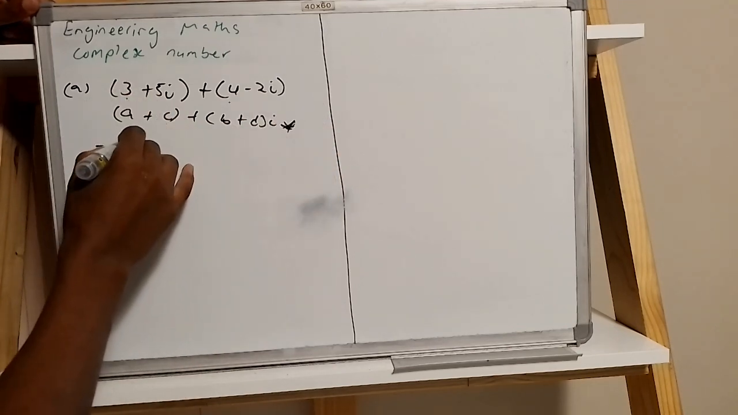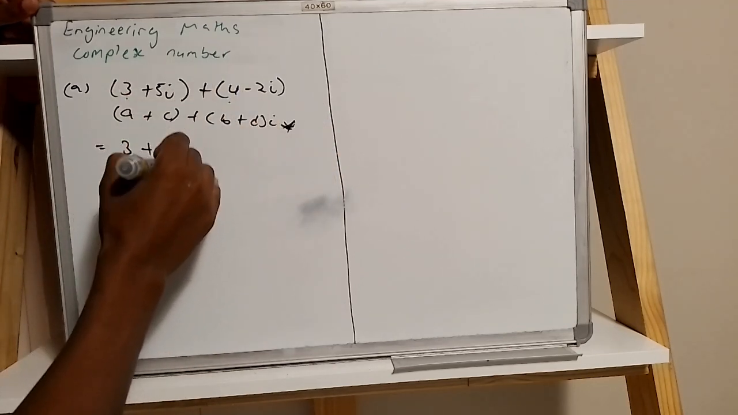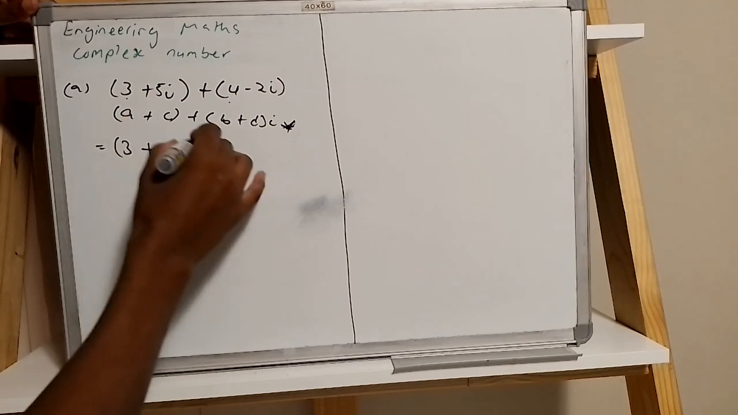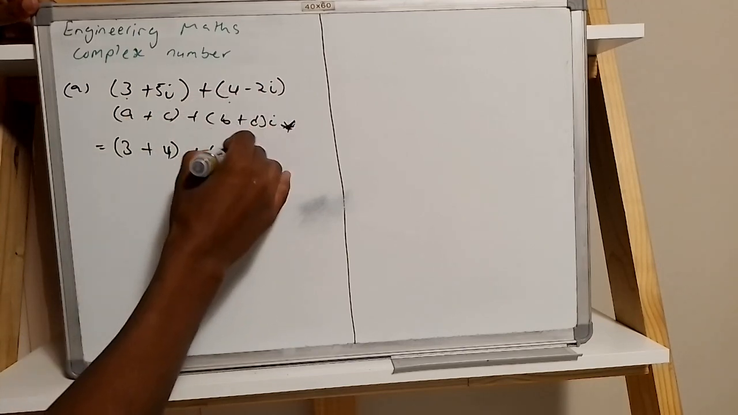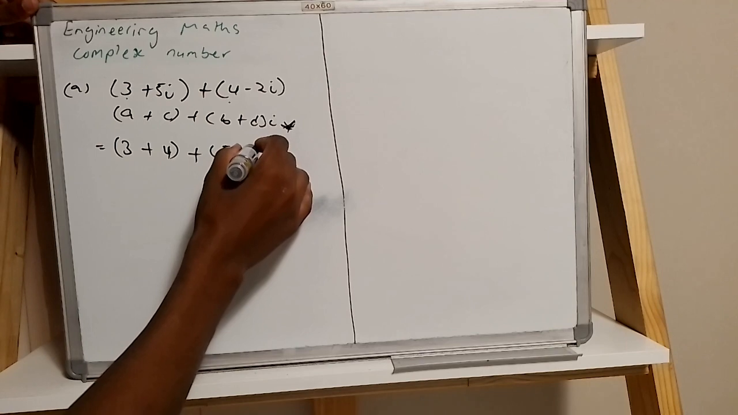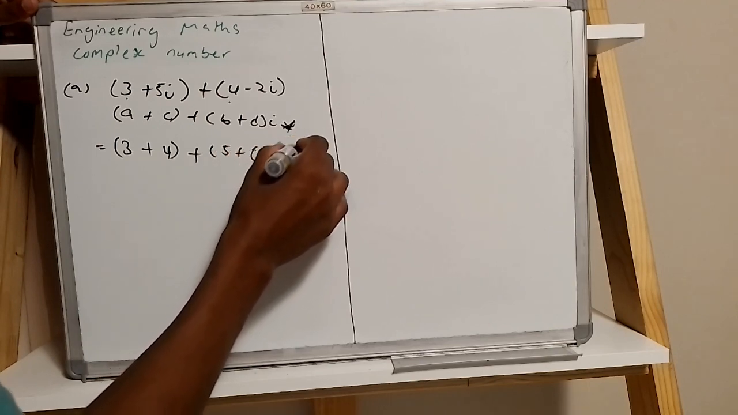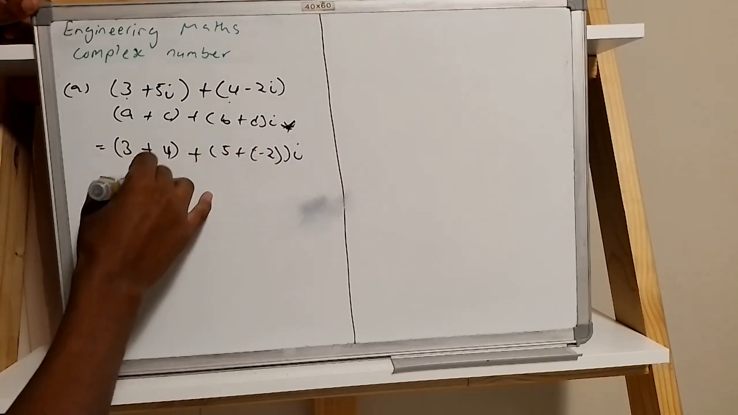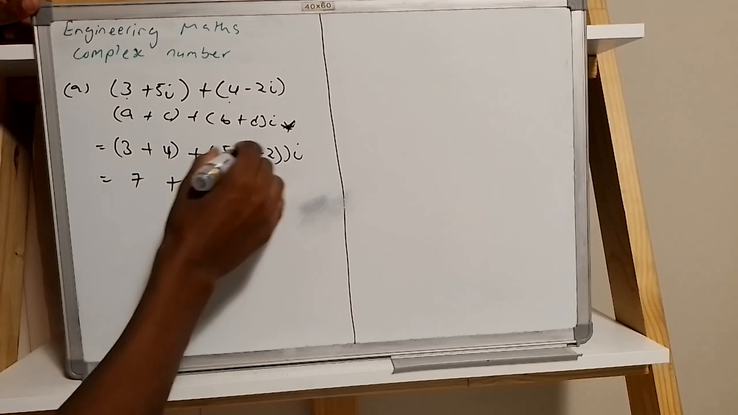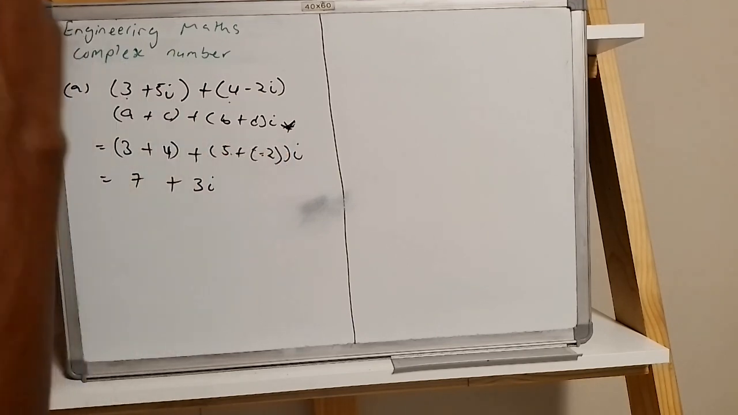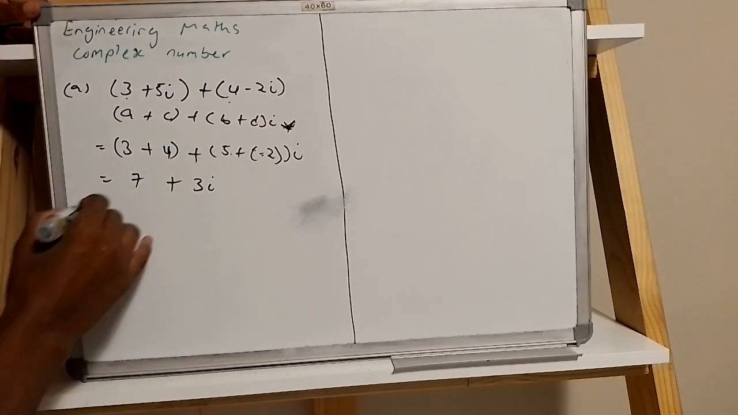So now this will give us 3 plus 4, plus 5 plus negative 2i. This will give us 7 plus 3i, which is our solution.